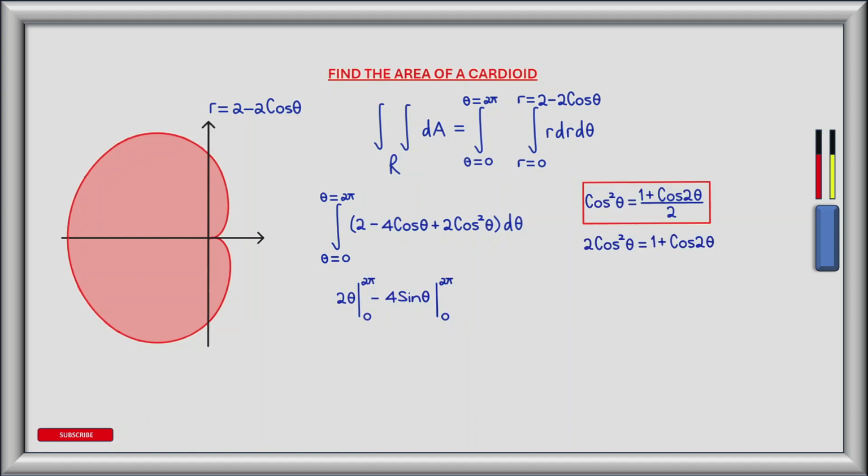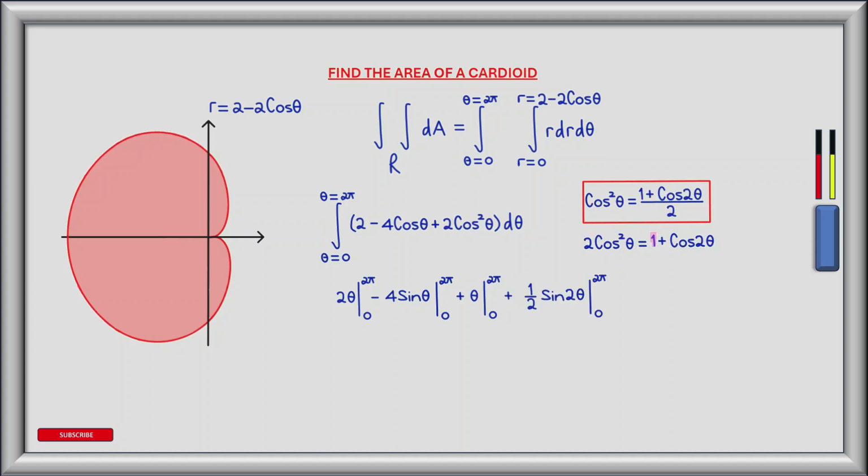To integrate cos squared theta d theta, we can use the double angle trig identity where cos squared theta is equal to 1 plus cos 2 theta divided by 2. If we multiply through by 2, we have 2 cos squared theta is equal to 1 plus cos 2 theta. Integrating 1 with respect to theta, we get theta, which we need to evaluate between 0 and 2 pi. And integrating cos 2 theta with respect to theta, we get 1/2 multiplied by the sine of 2 theta, which we need to evaluate between 0 and 2 pi.